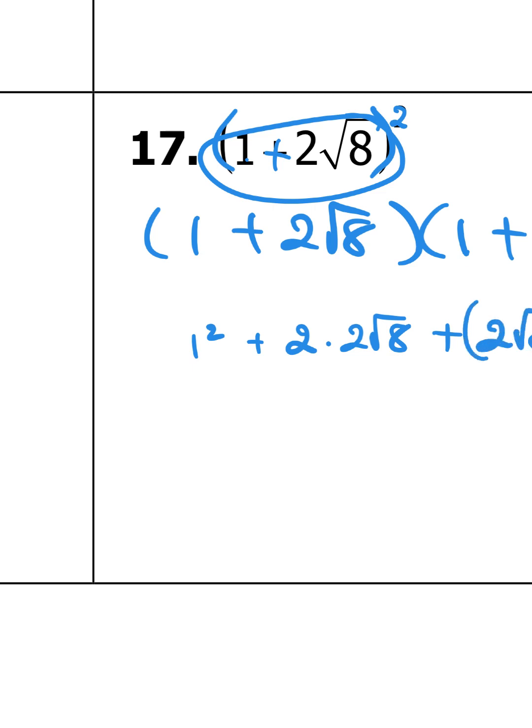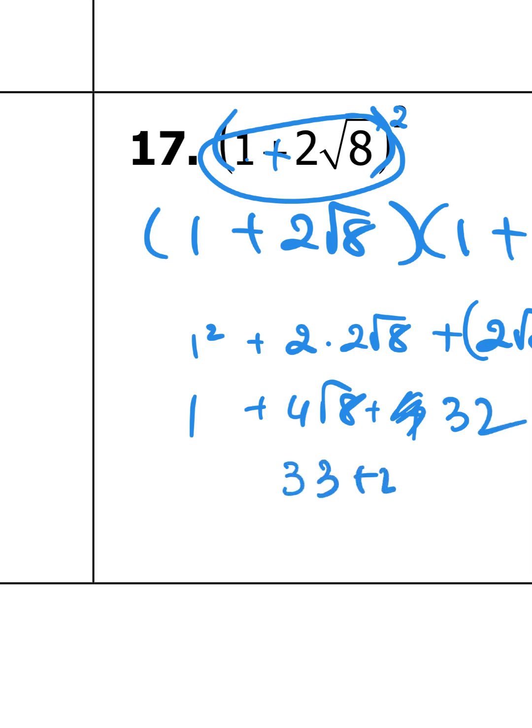Okay, so 1 square is 1. This one will be 4 square root 8. And then if I remember this one, I'm going to take here the 2 square, which is 4. Square root of 8, you square, you got 8. Which is 4 times 8 is 32. And 1 plus 32 is 33.